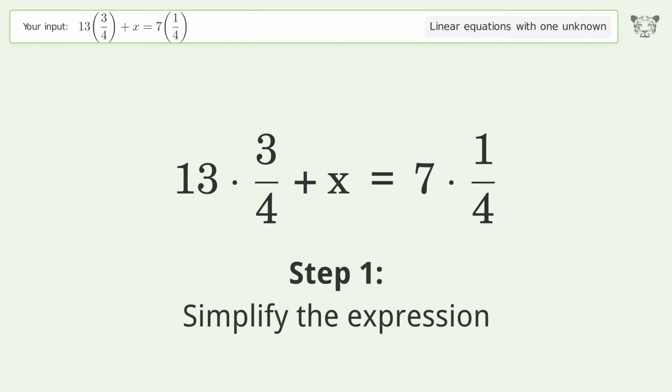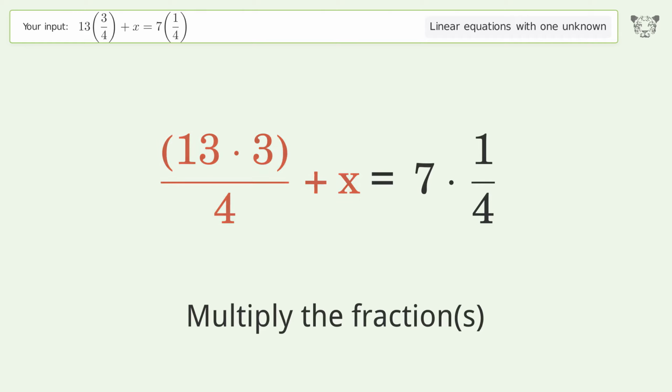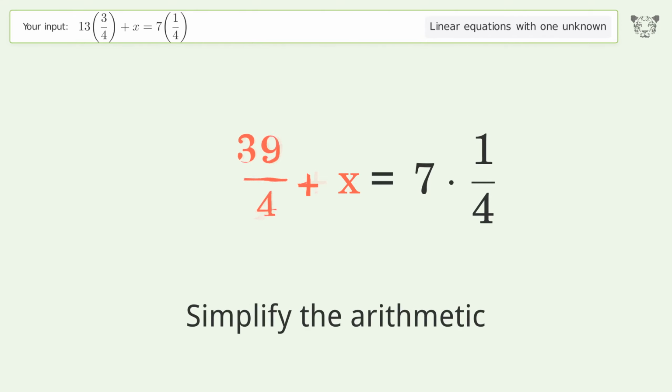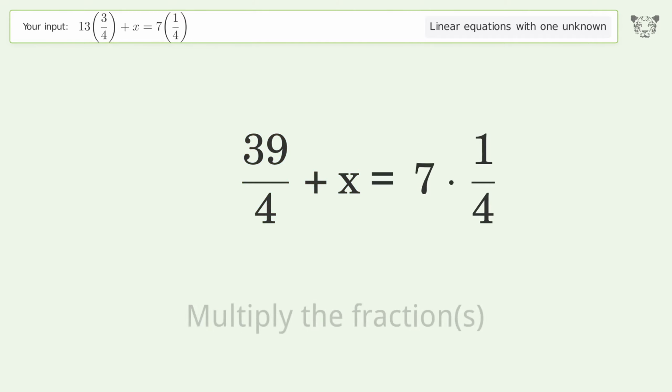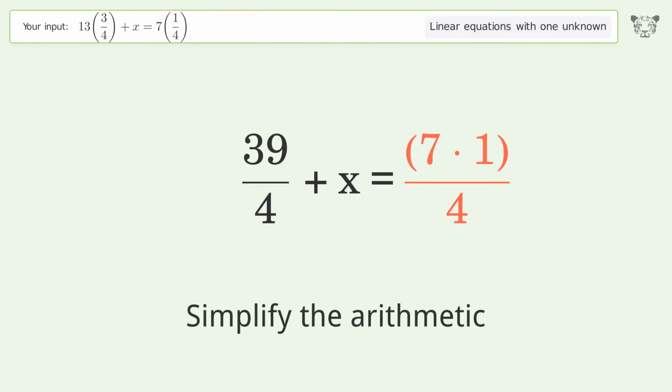Simplify the expression. Multiply the fractions. Simplify the arithmetic. Multiply the fractions. Simplify the arithmetic.